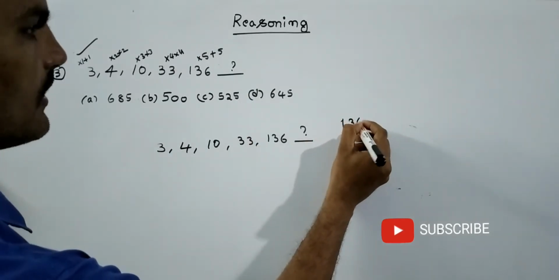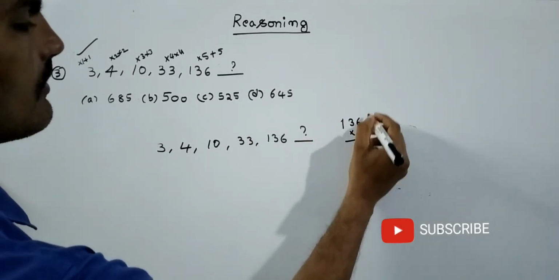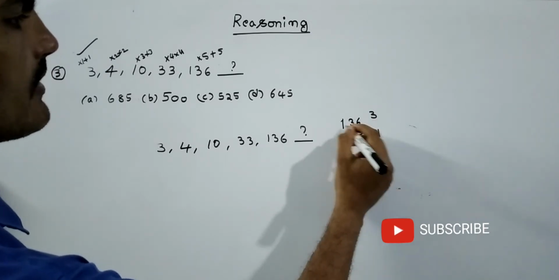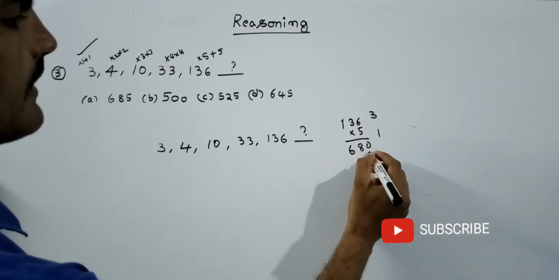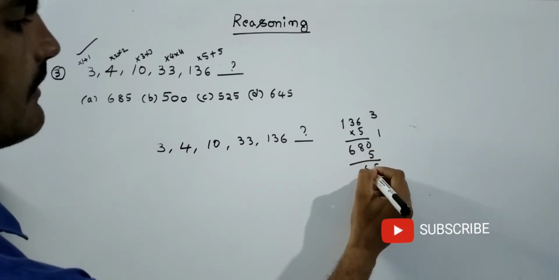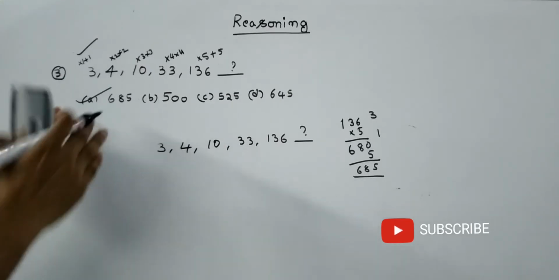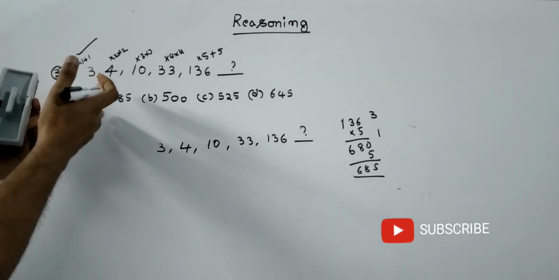Go for calculation. 136 into 5. 5 6s are 30. 5 3s are 15 plus 3, 18. 5 1s are 5 plus 1, 6. 680 plus 5, 685. So the answer is 685. See friends, nothing is there. By seeing the problem itself, we can go to the answer.